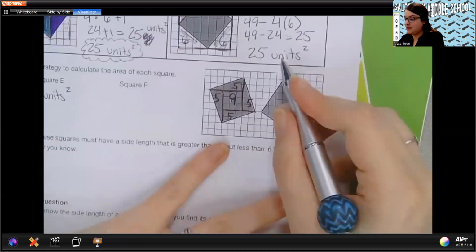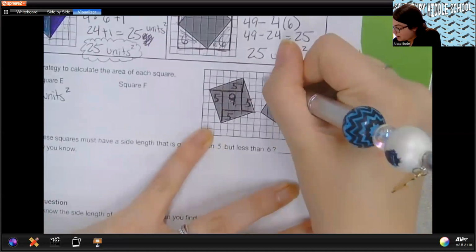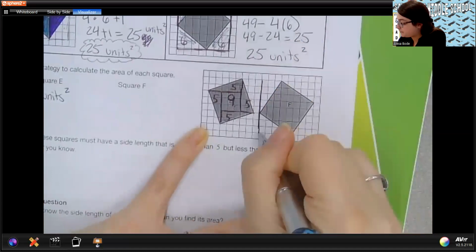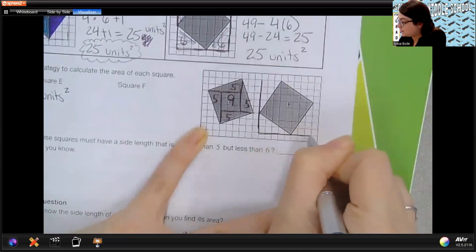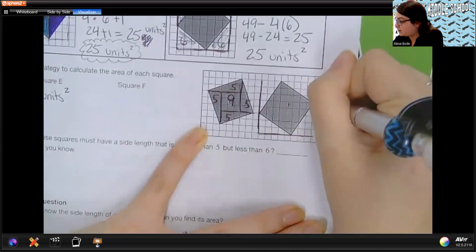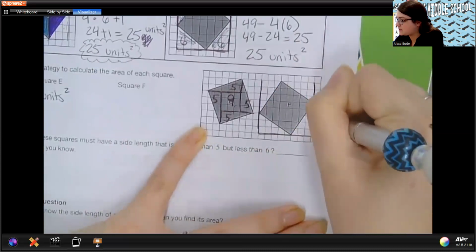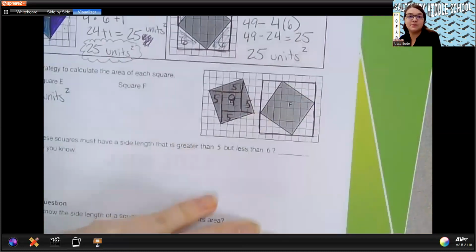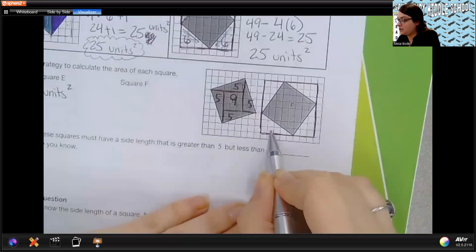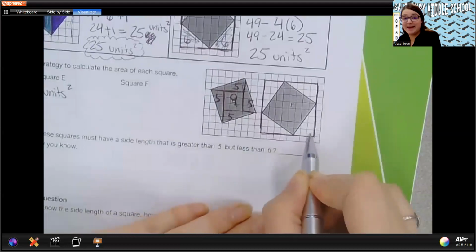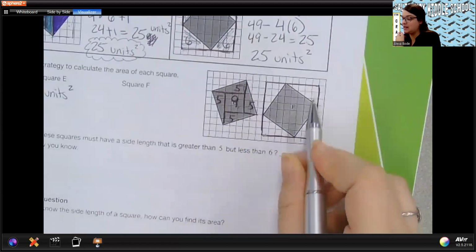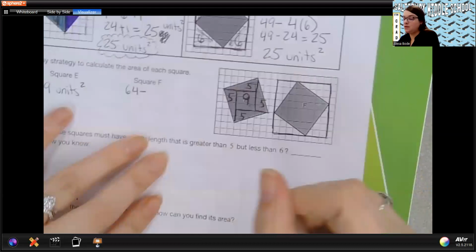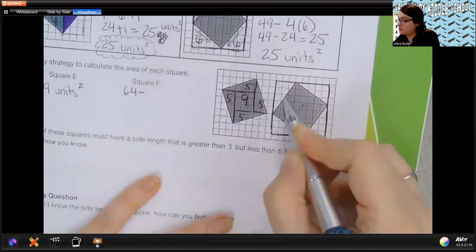F, I said I'm going to do surround and subtract. So I am going to draw a square that surrounds it. Again, making sure that the sides of this new square hit the corners of our inside square. Otherwise, your surrounding it is incorrect. And we need to count 1, 2, 3, 4, 5, 6, 7, 8. So we have an area of 8 times 8, which is 64. I'm going to put that over here. Minus the area of these triangles.